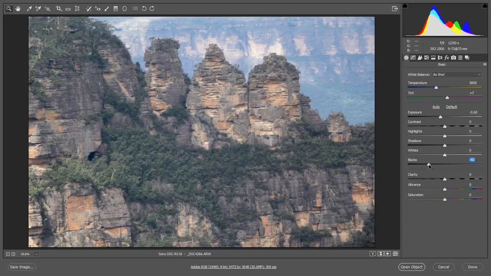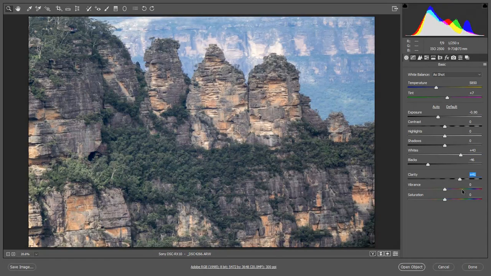I would be bringing down the blacks, raising the whites, tweaking here and there, a little bit of mid-tone clarity, a bit of vibrance, and straight away we're starting to get closer to what we were looking for originally. But now let's take a look at the noise here.